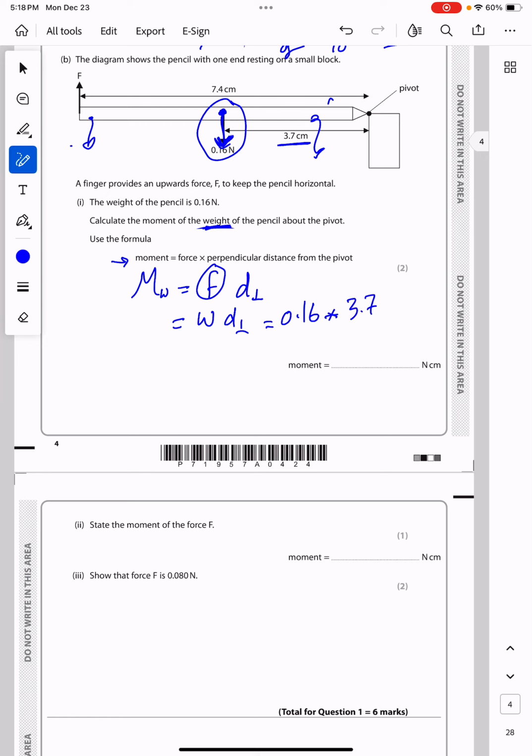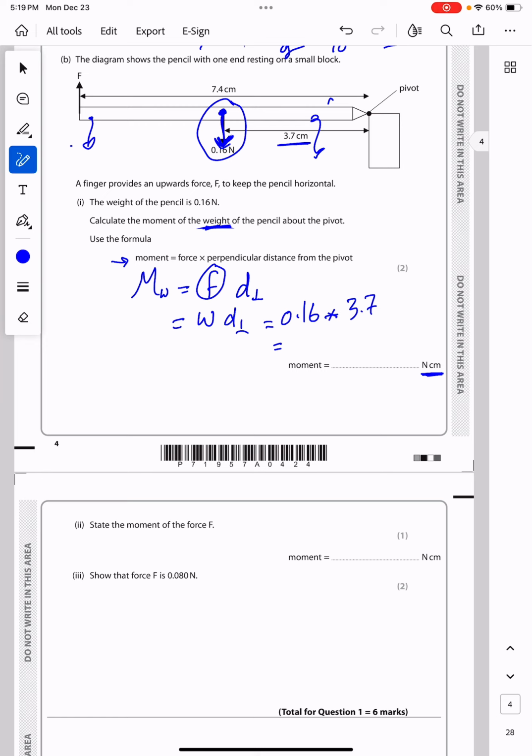Now, 3.7 centimeters. Usually I would be saying, please be careful of the units, but I won't say that right now. You know why? Because in the actual question, they want it to be Newton centimeters. They don't want the Newton meter thing. So you have to be careful not to waste your time converting units when it's not needed. Okay? So all you have to do is just get your calculator and find the answer.